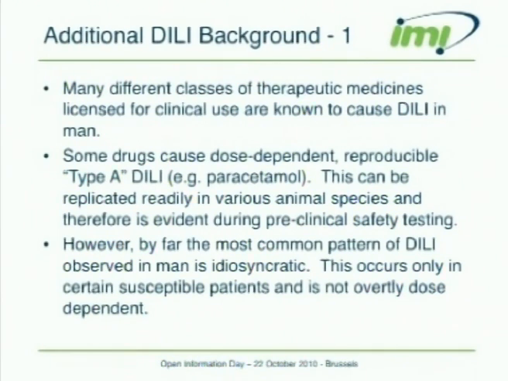We're saying that many different classes of therapeutic drugs cause drug-induced liver injury in the human population. We're very familiar from the literature with the fact that people have classically identified reproducible type A dose-dependent toxicity of the type we see with paracetamol as one end of the spectrum. And typically, this is something that's readily reproduced in various animal species as well as in man. And it's a type of toxicity we will pick up during routine preclinical safety testing.